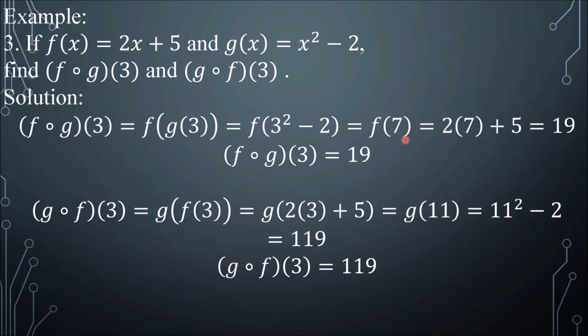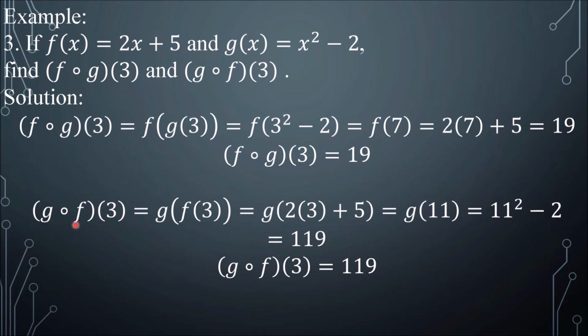Now, f of 7 is equal to 2 times 7 plus 5. Why? Because f of x is 2x plus 5, and 7 will be substituted to x. So 2 times 7 plus 5 is equal to 19. Therefore, f of g of 3 is equal to 19.